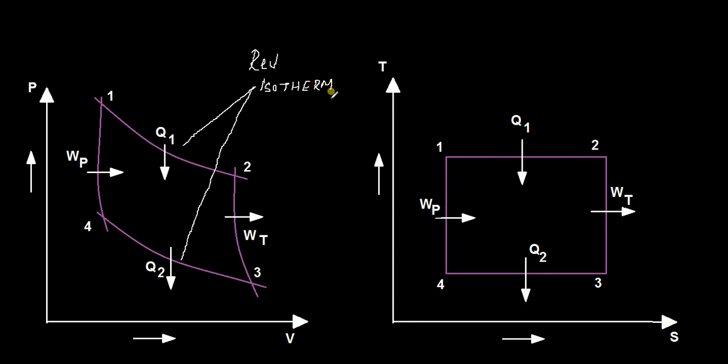What is a reversible isothermal process? An isothermal process is one where the temperature remains constant. So you don't increase the temperature in adding heat from 1 to 2, or you don't reduce the temperature from taking away the heat from 3 to 4. So how does that really happen? That is the clue here. That is the reason why this becomes a reversible process or an ideal engine cycle. 2 to 3 and 4 to 1 are reversible adiabatics.